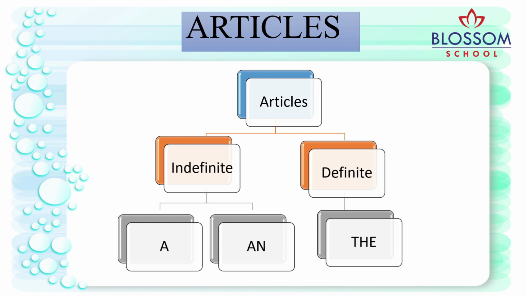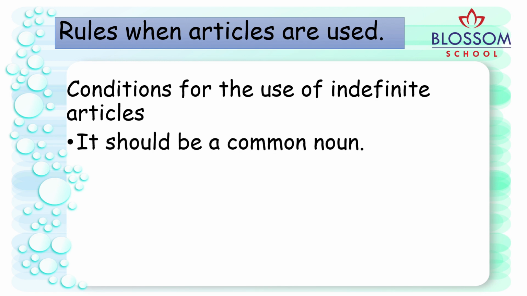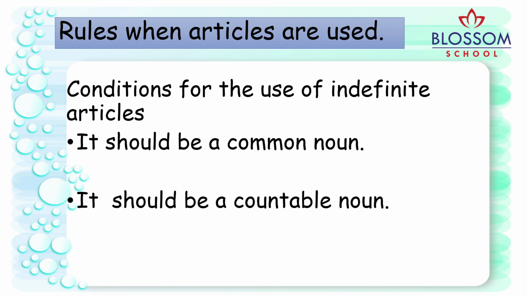Now let's see, when do we use these articles? Rules for when the articles are to be used. Which articles? Indefinite articles. The conditions, the rules that have to be followed while using the indefinite articles are: what is the first condition? The noun should be a common noun. The second condition is it should be a countable noun.